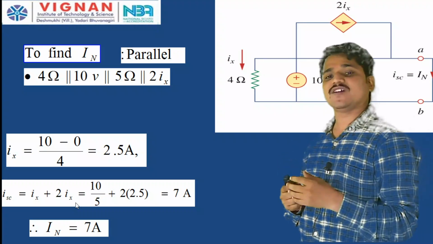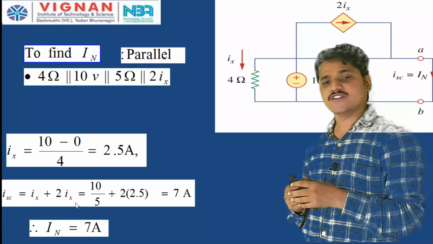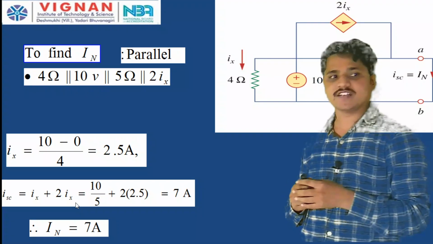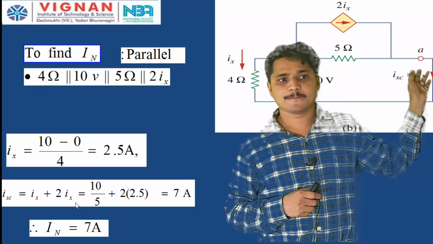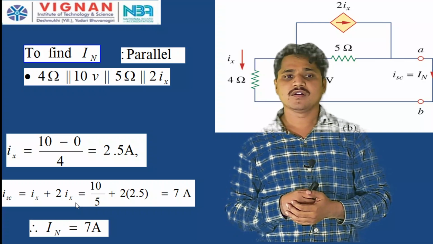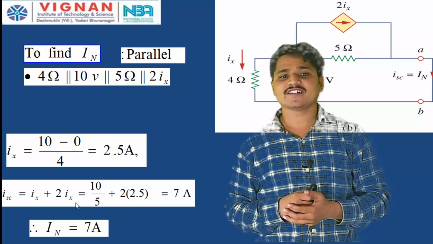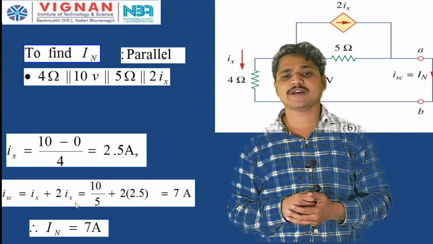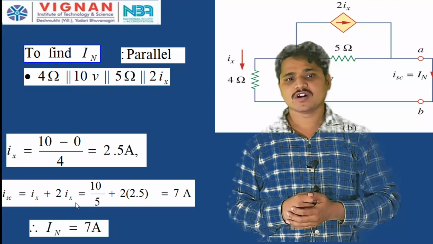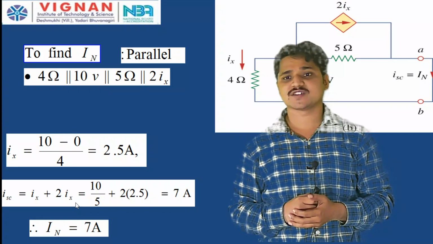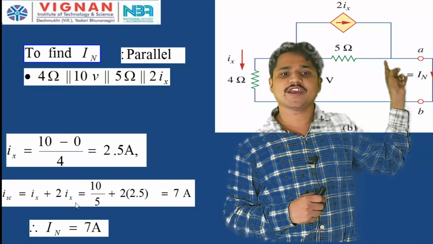Next, how to find I Norton? You have to find the short circuit current. Across the same terminals A B, you short circuit, that is, I SC is equal to I N. Now, what is this Ix? This Ix is equal to 10 by 4, because the voltage is 10 volts. 10 by 4 is 2.5 amperes.